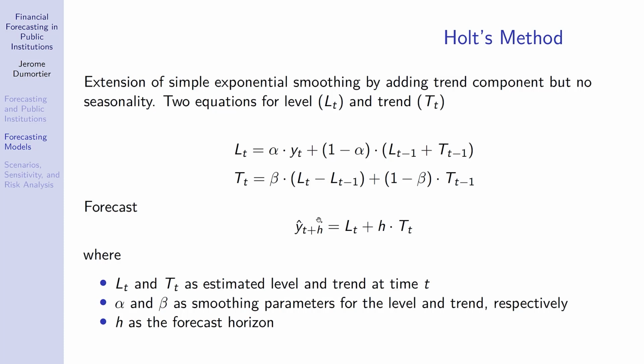Now the Holt's method is an extension of the simple exponential smoothing, in the sense that we are adding a trend component here, but again we are not using seasonality. Now there are two equations that you need for the Holt's method. You need one equation for what is called the level, and you need one equation for the trend. And then the forecast would simply be the addition of the two variables, of the two equations.